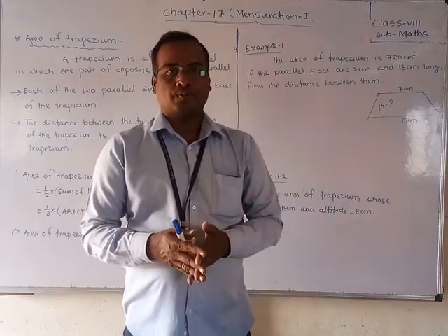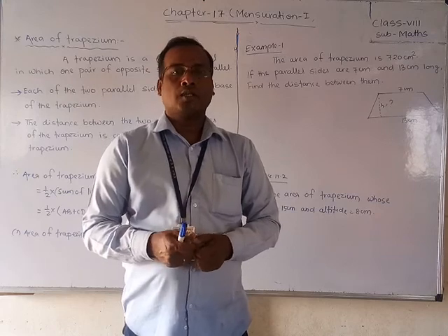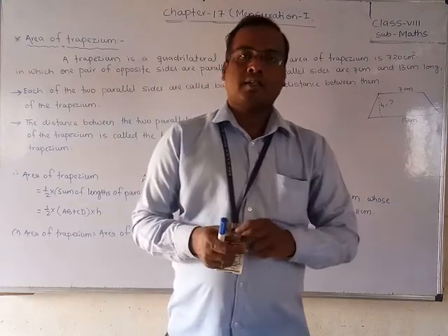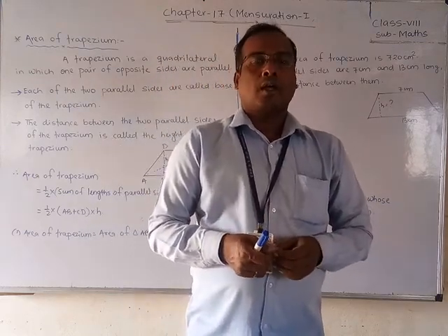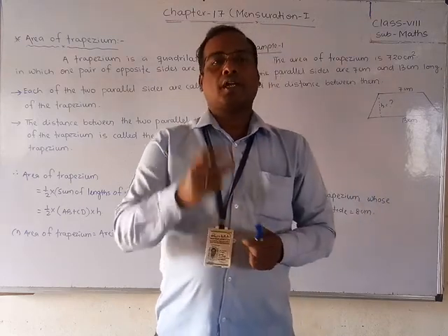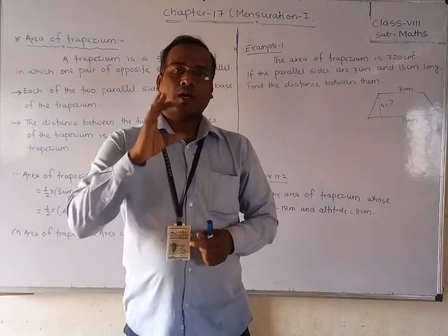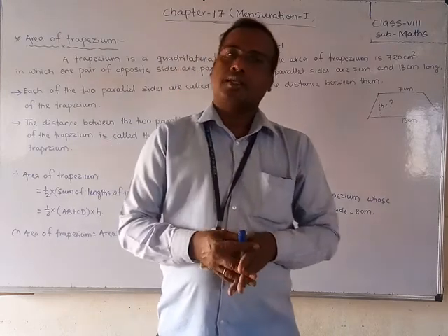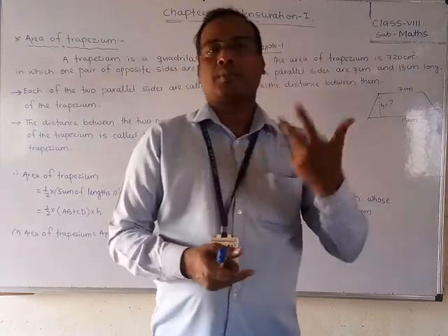What do you mean by trapezium? Do you have an idea about that? Trapezium means a quadrilateral having a pair of parallel sides. If one pair of parallel sides is there, then that is called a trapezium.